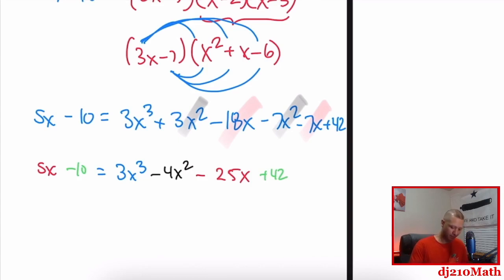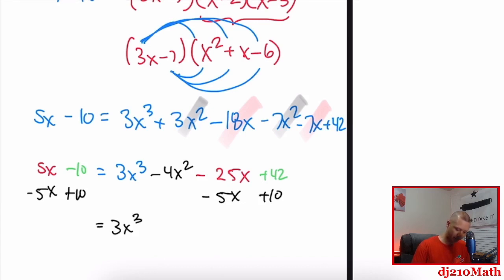Okay, we're almost there. We're going to minus 5x from both sides and add 10 to both sides. Minus 5x plus 10. So maybe final answer, negative 30x plus 52.